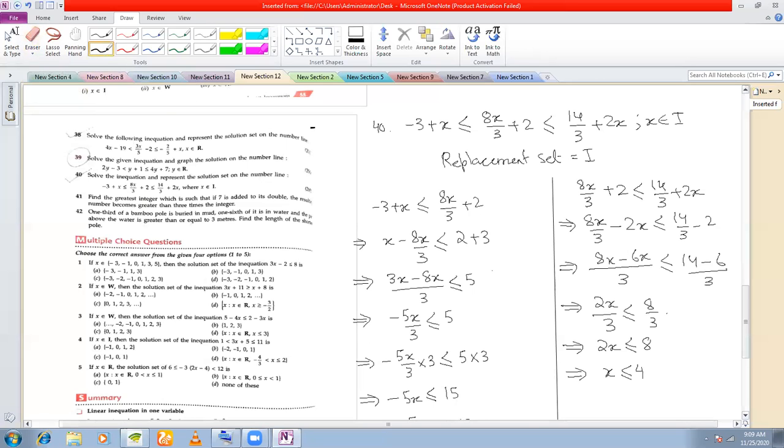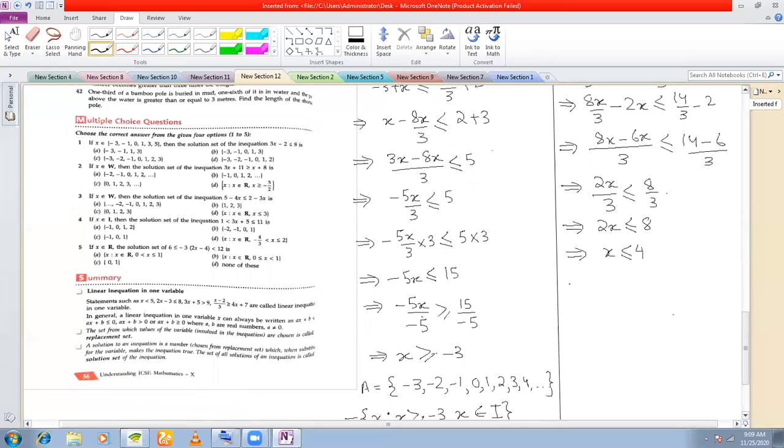So now let us write the solution set B. The solution set is x, in fact, x is an integer and it is less than or equal to 4. So from minus infinity, you will have all the negative integers, and you will have minus 3, minus 2, minus 1, 0, 1, 2, 3, and 4. This is your solution set. If you want to write this in set builder form, x such that x less than or equal to 4, x belongs to I.